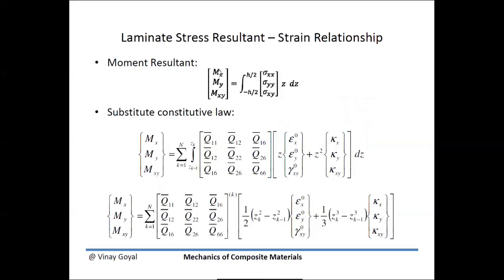Now I want to go ahead and derive what it looks like for the moment resultants. For the moment resultants, again, this stress is equal to Q bar times the strain. But I have a z multiplied, so that's why I have z times the mid-surface strain plus z squared times the curvatures. Now I apply the integral again onto the z and onto the z squared, and I get z squared divided by 2, evaluated from zk minus 1 to zk, which gives me 1/2 this quantity. And for the integral of z squared, I get z cubed over 3, and again, that integral gives me zk cubed minus zk minus 1 cubed.